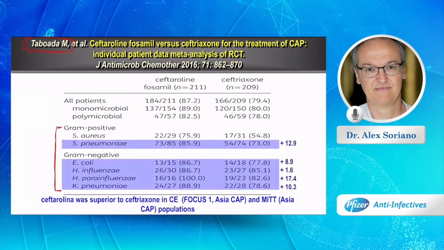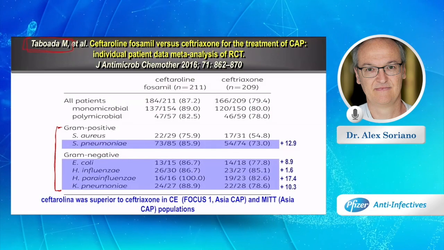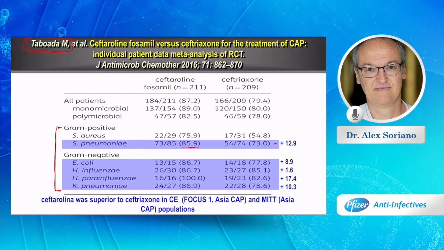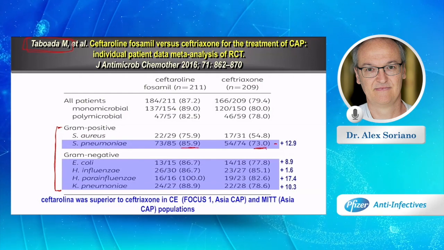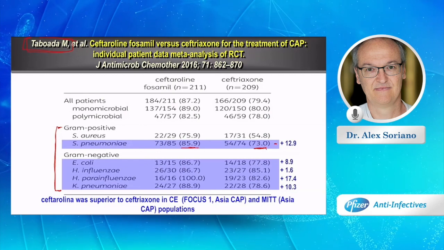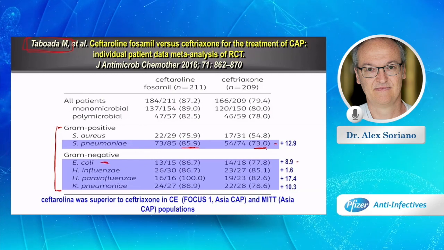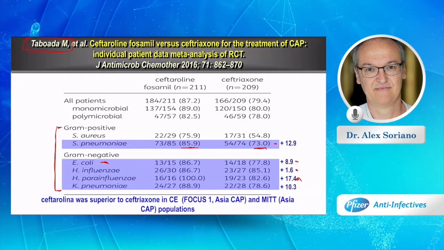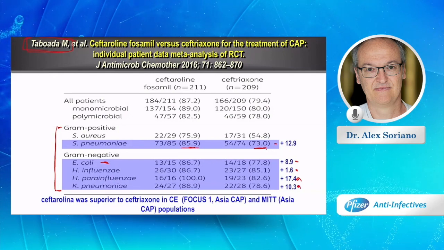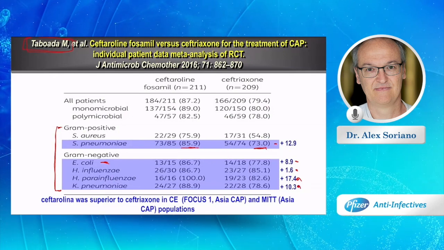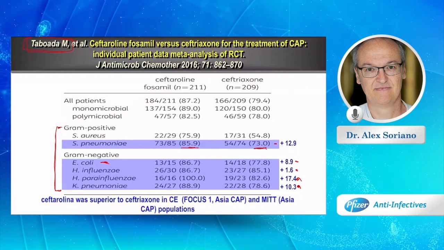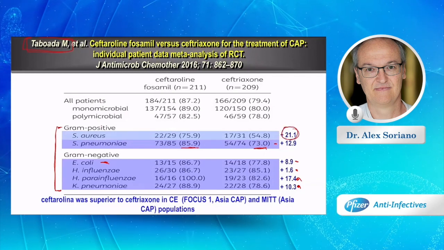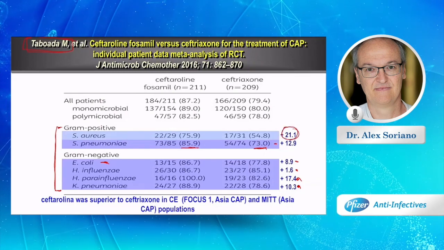And as I mentioned, it was a difference 10% higher for pneumococcus, for example, 12%. This is the cure rate for ceftaroline versus the cure rate for ceftriaxone. Also about 10% for E. coli, about 8% almost the same for Haemophilus influenzae. Almost 17% for parainfluenzae. For Klebsiella, 10% better. But what I wanted to highlight here is what happens in Staph aureus. As you can see here, for Staph aureus is the major difference. More than 20% better for ceftaroline than for ceftriaxone.